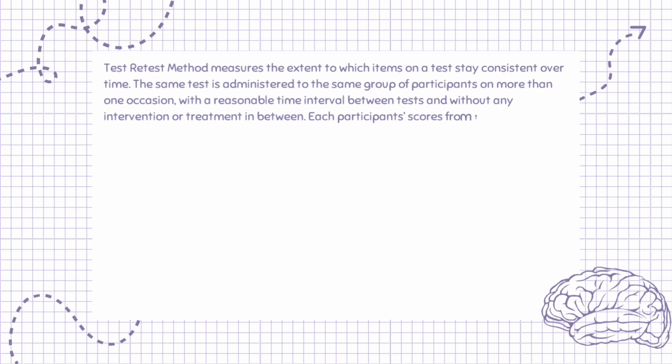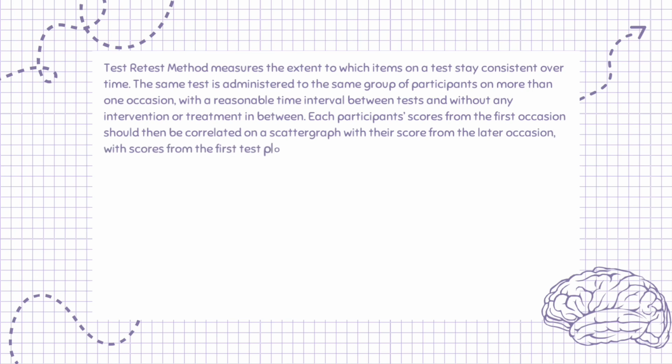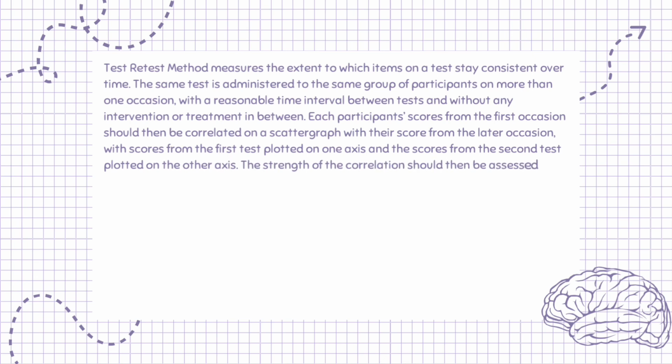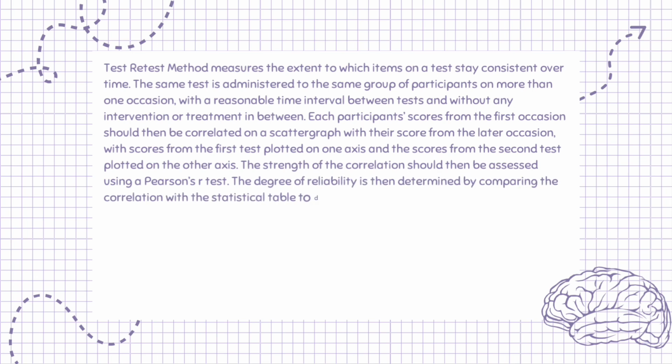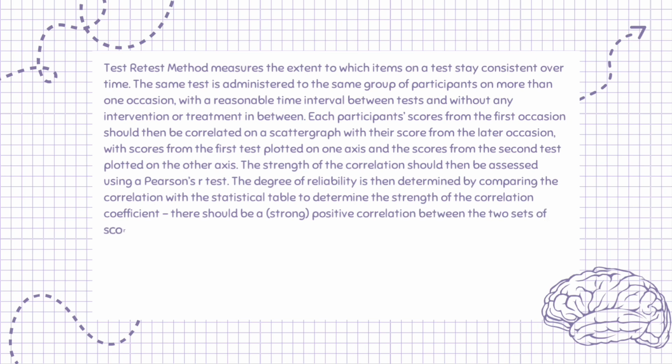Each participant's scores from the first occasion should then be correlated on a scattergraph with their score from the later occasion, with scores from the first test plotted on one axis and the scores from the second test plotted on the other axis. The strength of the correlation should then be assessed using a Pearson's r test. The degree of reliability is then determined by comparing the correlation with the statistical table to determine the strength of the correlation coefficient. There should be a strong, positive correlation between the two sets of scores, with researchers generally accepting a 0.8 correlation between the test and the retest.